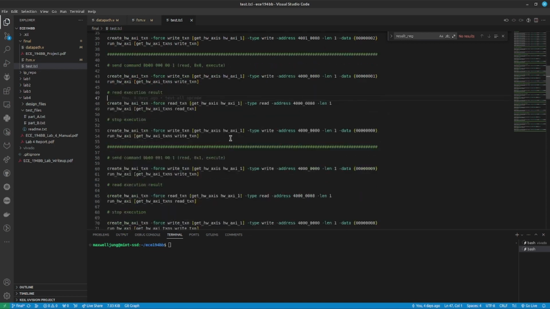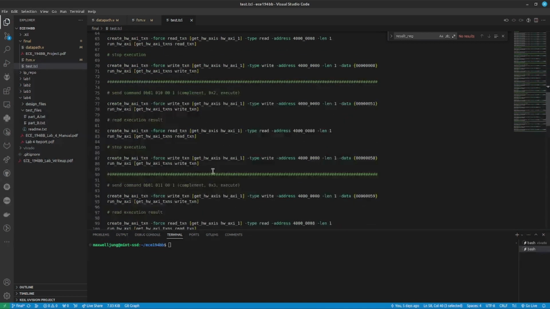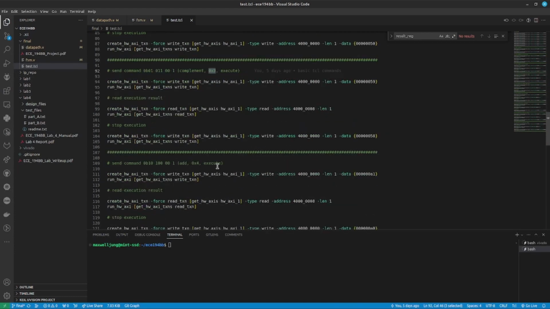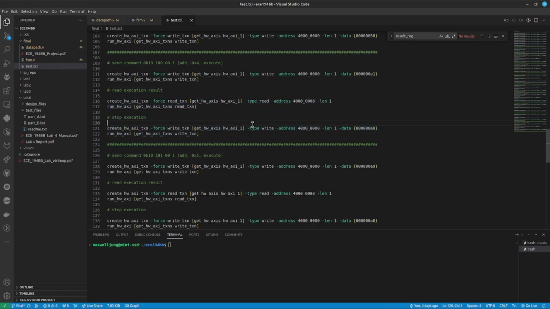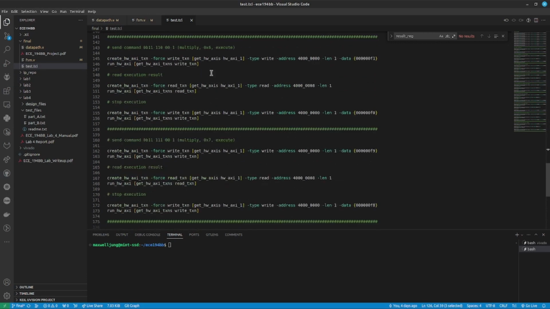And then this command reads address 0, this command reads address 1. This command complements the data in address 2 and address 3. These two commands add offset to data in address 4 and 5. These two commands multiply the data in address 6 and 7 by 2.